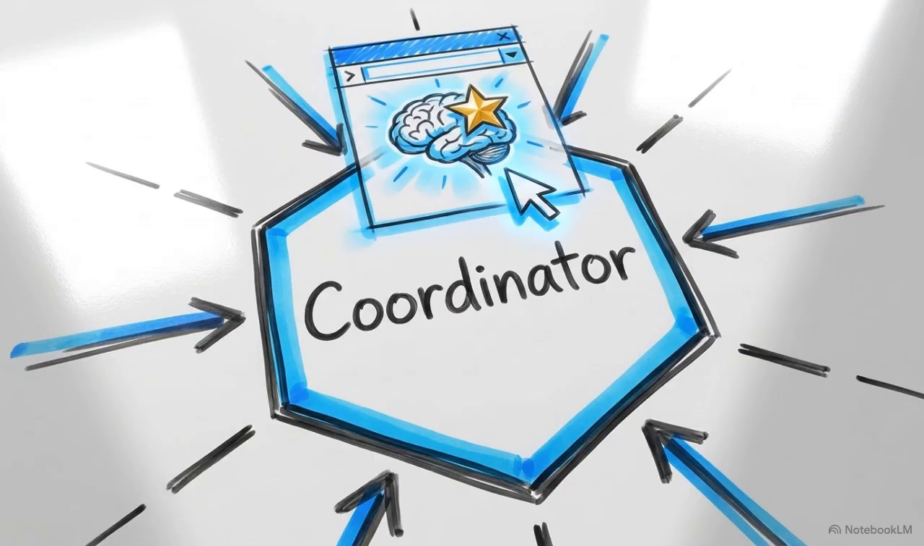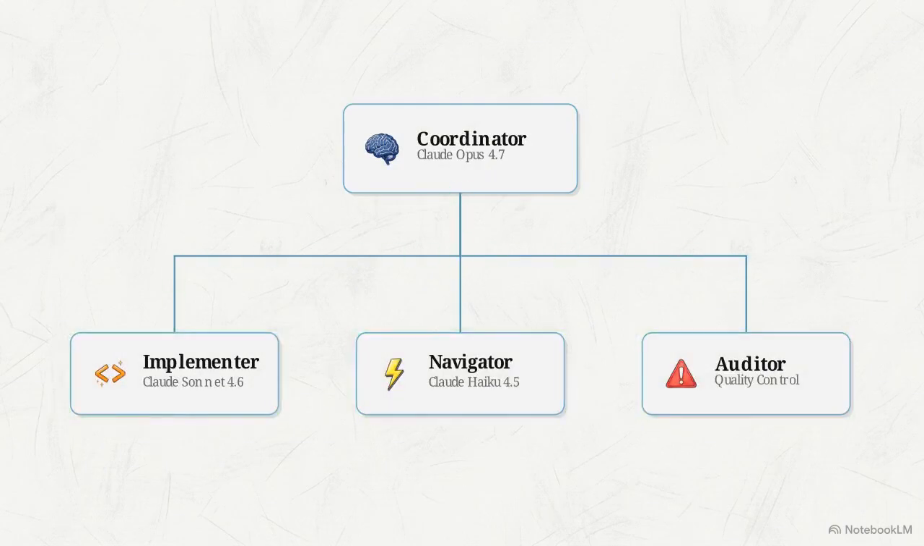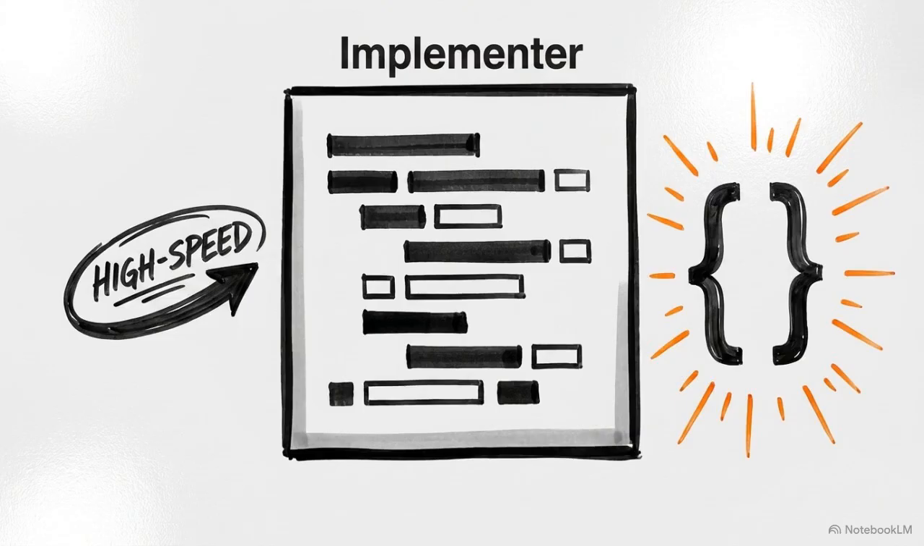Let's set up the routing. For the coordinator, assign Claude Opus 4.7. You need its deep reasoning capacity for architectural planning and task decomposition. For the implementer, assign Claude Sonnet 4.6. It is optimized for fast, high-volume code generation.